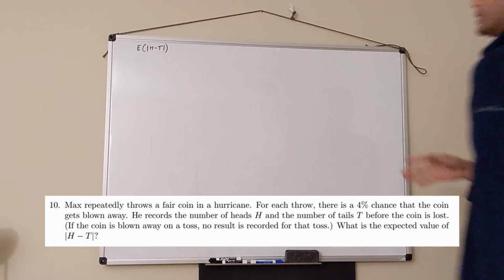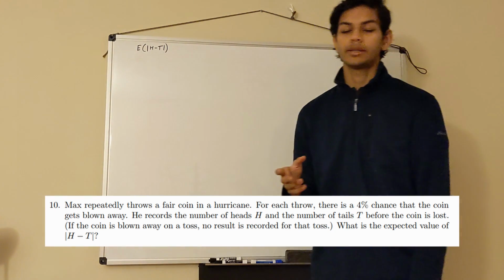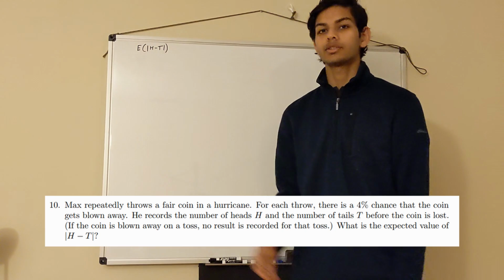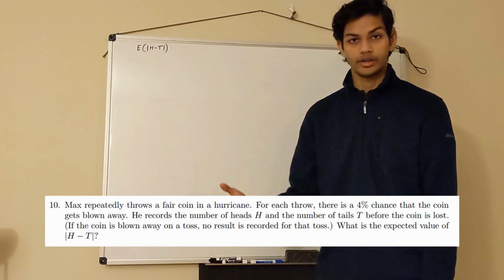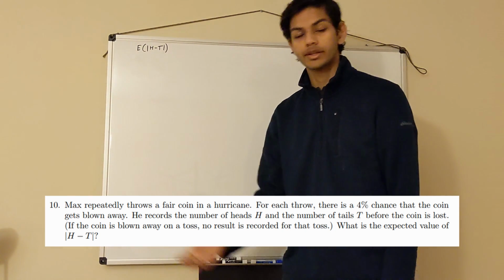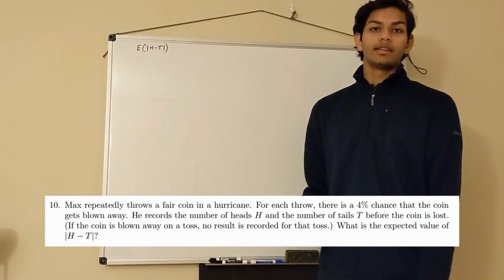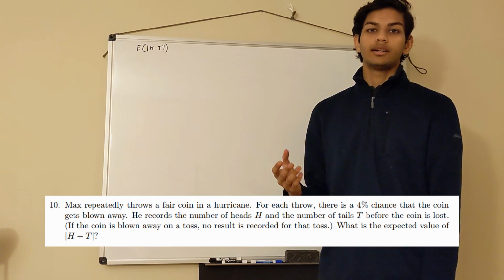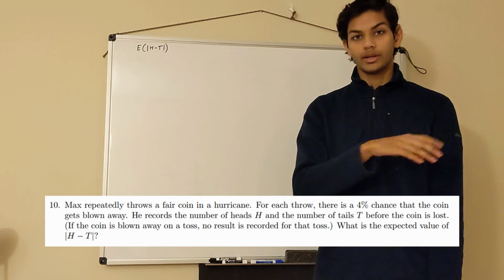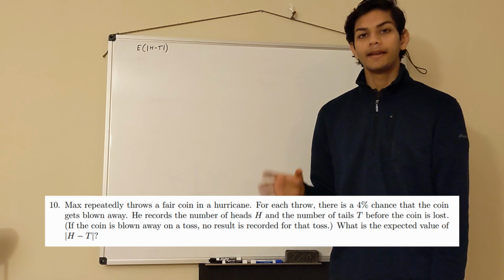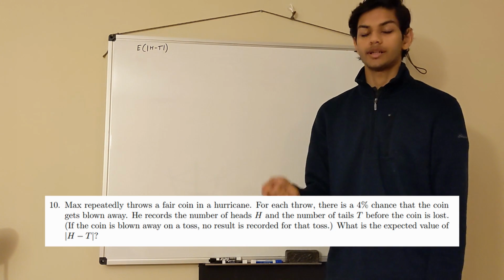Okay, so in this video we'll be solving an HMMT problem. This HMMT problem follows Max, who for some reason goes out into a hurricane and starts flipping coins and recording results because he's insane. The way the problem goes is that every time he flips a coin, the coin blows away with probability 4%. Otherwise he records the result as heads or tails.